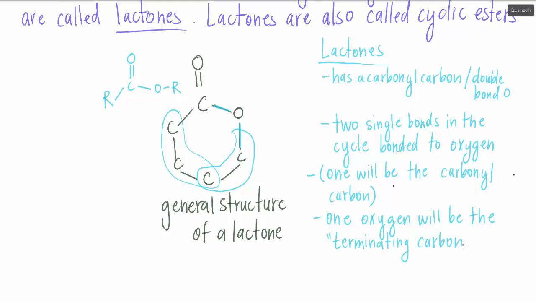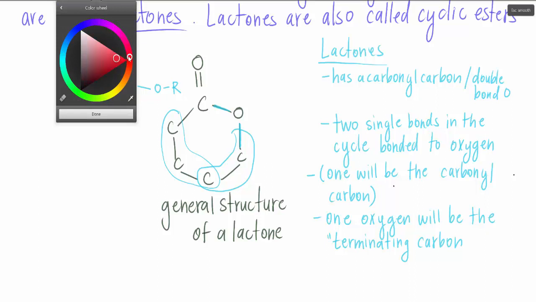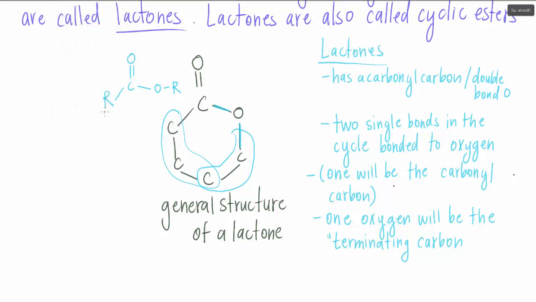Okay, so you recall when we were naming carboxylic acids, a lactone is a derivative of a carboxylic acid. We started counting at the carboxylic acid. So for numbering with respect to naming, your carbon is going to start counting. What I meant to say was at the carbonyl carbon.